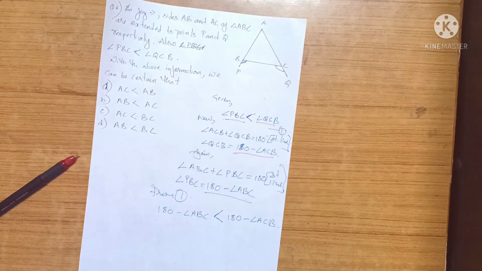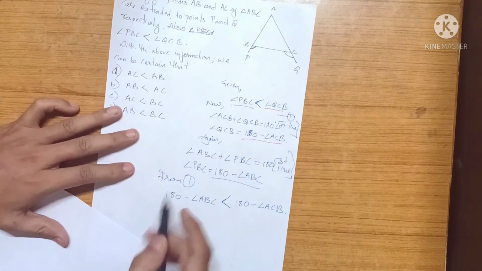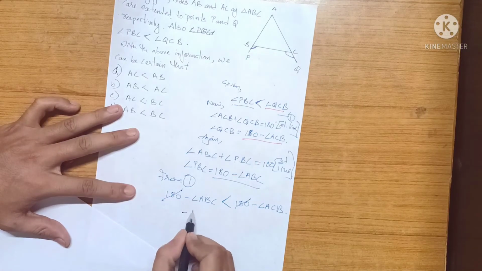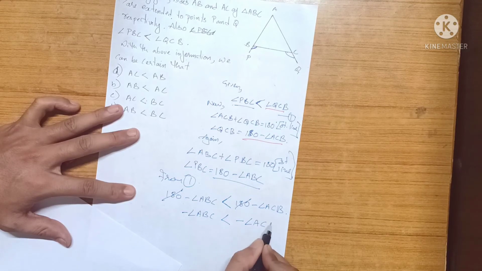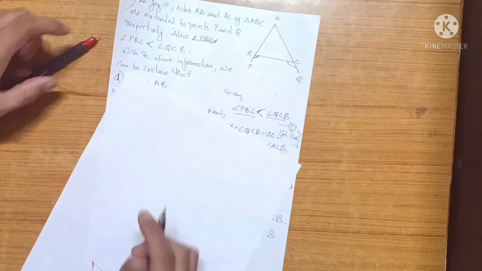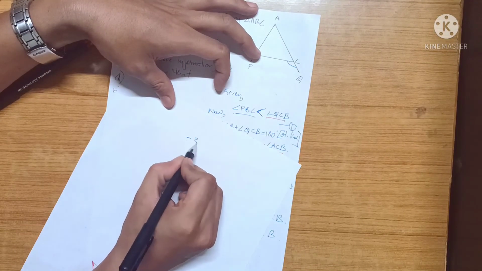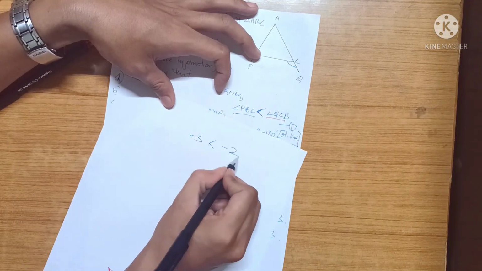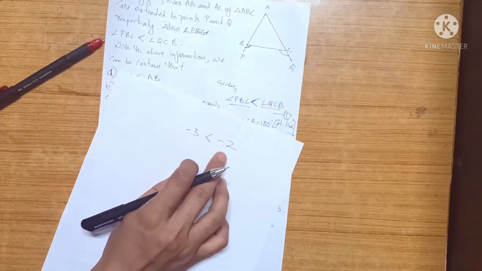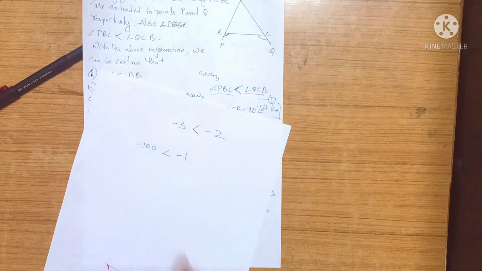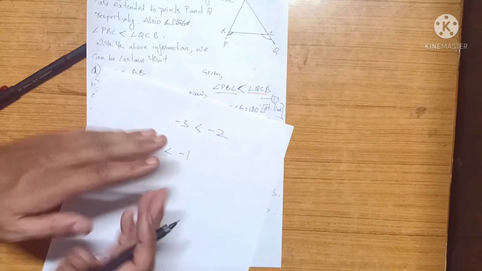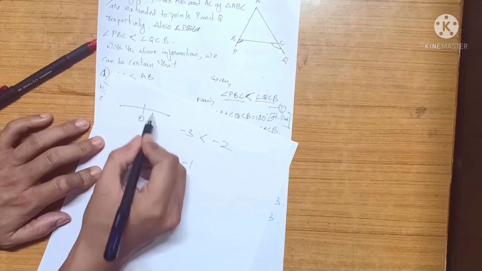One more concept I want you to know is that we can cut off the 180, like an equal to sign. But before we cut the minus sign, I want to teach you a concept. If I write minus 3 is smaller than minus 2, which is true, right? Because in negatives, the smaller the number, the bigger the value. If I write minus 100 is smaller than minus 1, it's true. Minus 1 is way larger than minus 100.